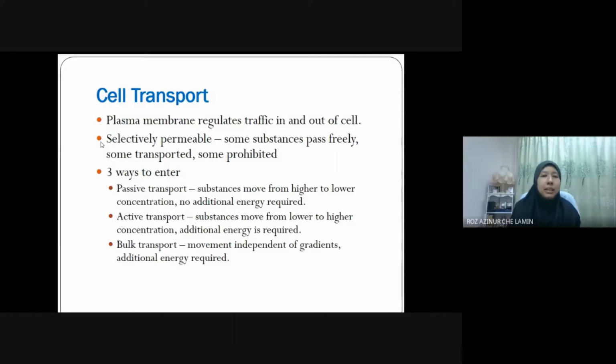First is passive transport, where substances move from higher to lower concentration, and no additional energy is required. Second is active transport, where substances move from lower to higher concentration, and additional energy is required. Lastly is bulk transport, where the movement is independent of the gradients and additional energy is also required.